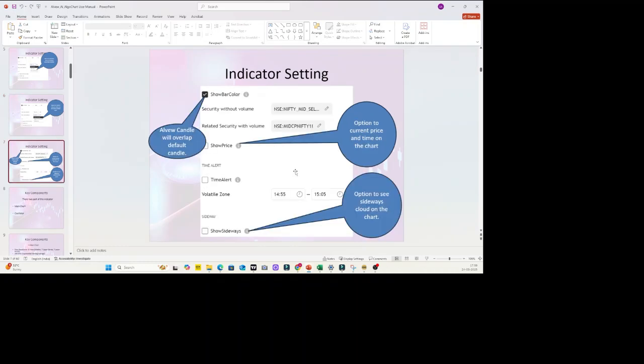Now, there are some other facilities you can activate: bar color, show price, label and time alert, and cloud. So we will have such activation. After activation, we will see how the charts will look.